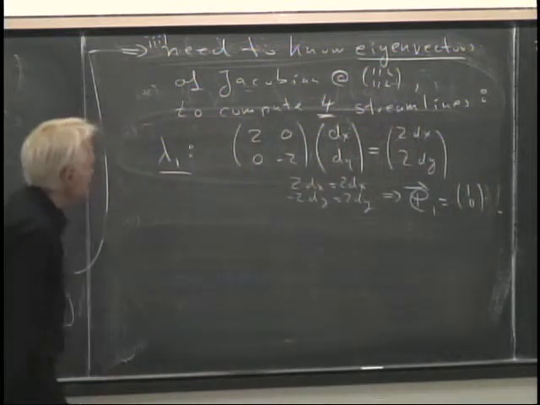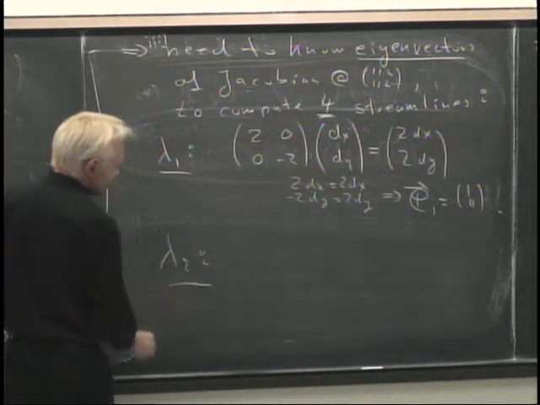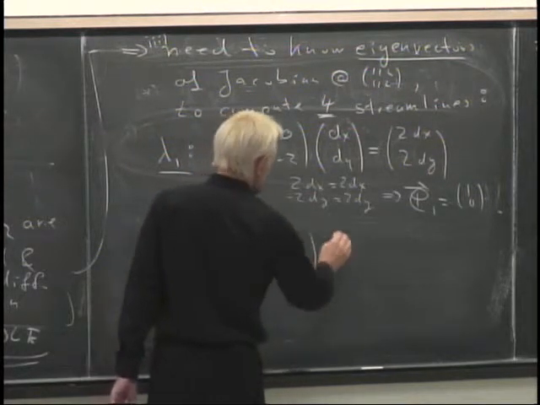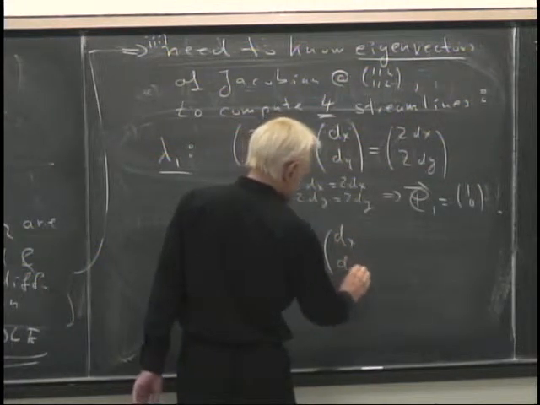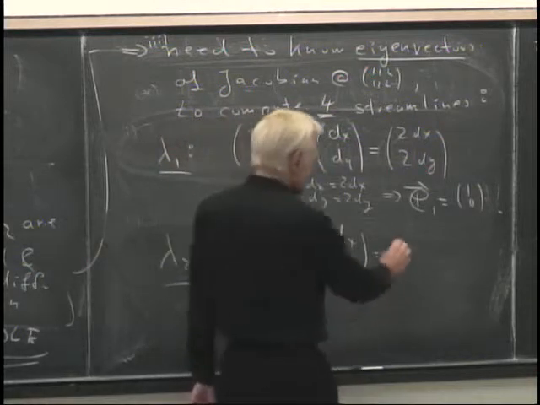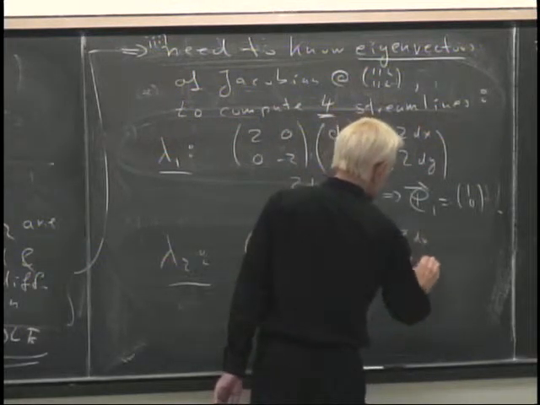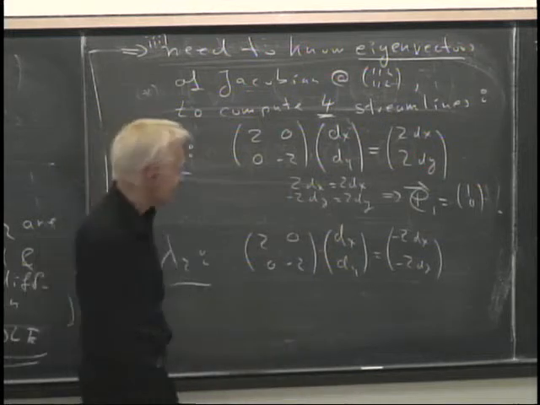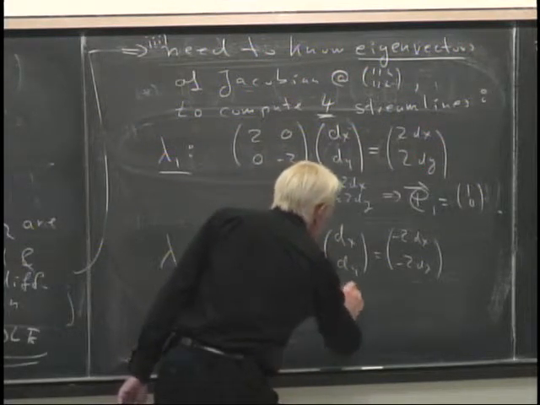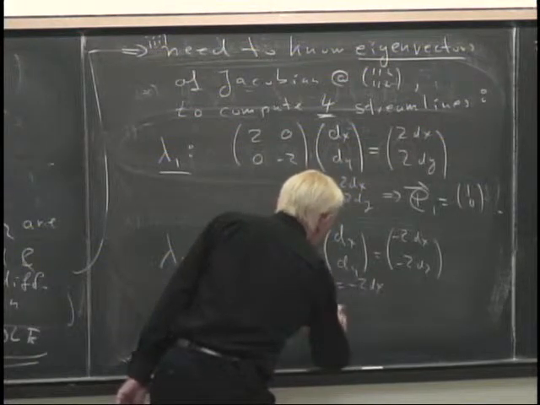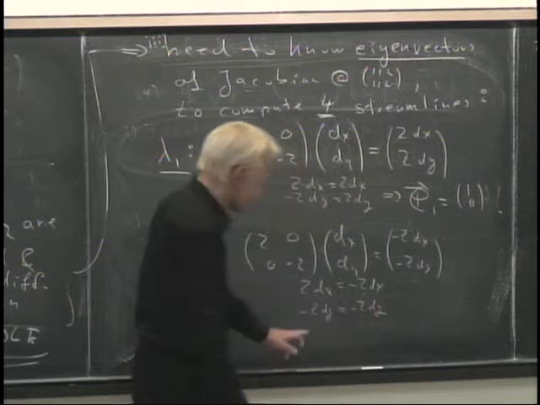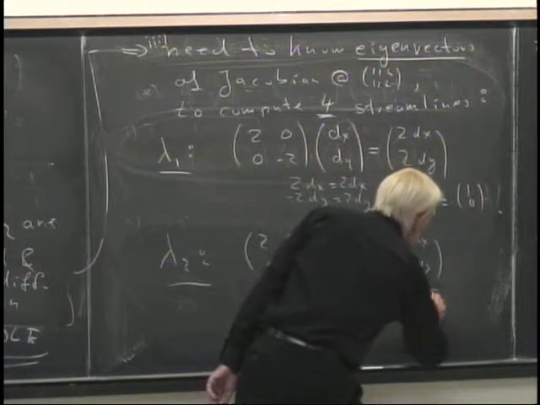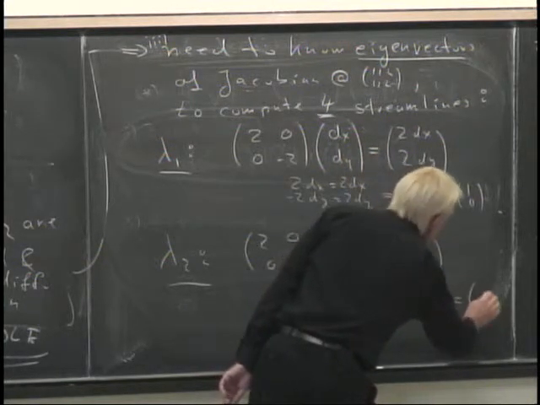It's nice, right? For lambda 2, I compute the associated eigenvector by again doing the same setup of equations: 2, 0, 0, minus 2, times the unknown eigendirection dx, dy, equals, in this case, eigenvalue 2 times the direction, minus 2 dx and minus 2 dy. So I get 2 dx equals minus 2 dx, and minus 2 dy equals minus 2 dy. In this case, dy is free, and dx has to be 0 for it to be true. So I get my second eigenvector, d2, which I can choose to be 0, 1.